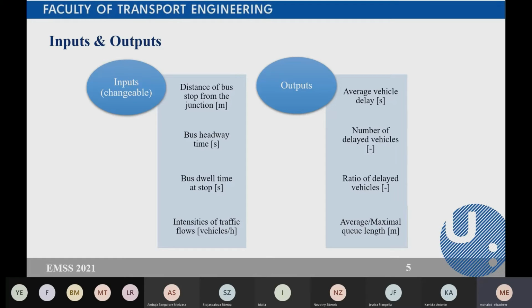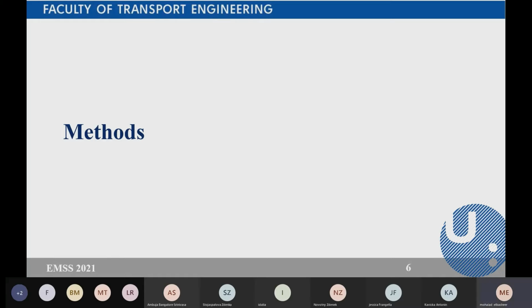For us, inputs are distance of bus stop from the junction, time difference between bus services, time of blocking of a driving lane, and intensities of traffic flows. And as the outputs, we considered average vehicle delay, number and ratio of delayed vehicles, average or maximal queue length, and also we counted cases when queue was longer than distance from junction to the stop.